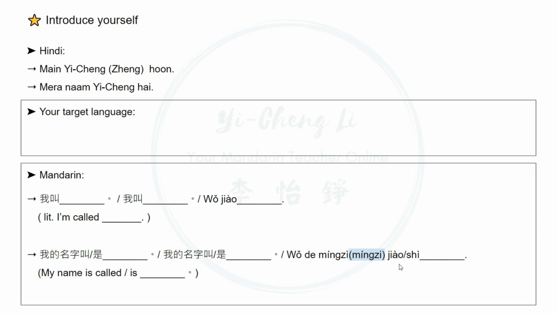我的名字叫怡珍: my name. 我的, my. 名字, name. 叫, called. 怡珍, something something. So if you're learning Mandarin, place your name here, repeat and practice with me together. 我的名字叫怡珍. Your turn.